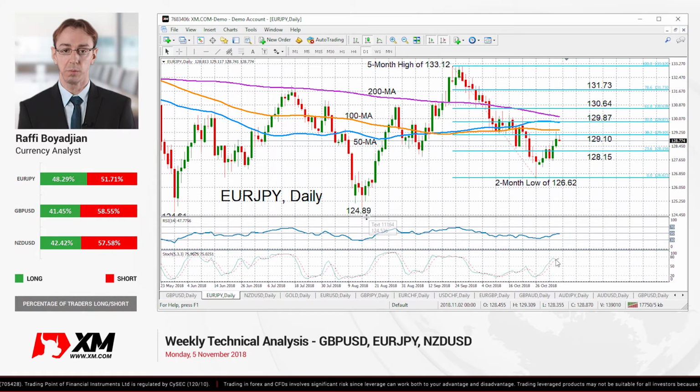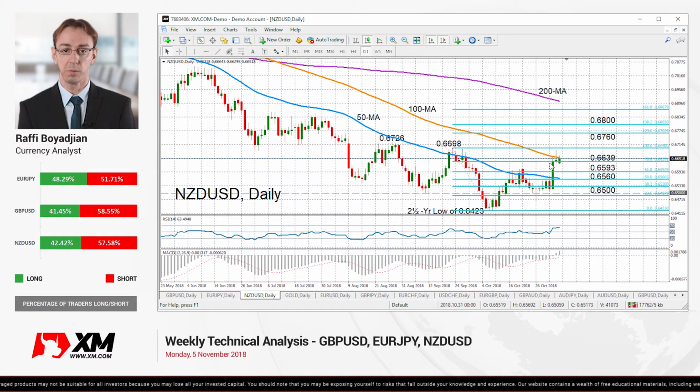If we have a look at the stochastic oscillators, though, it hasn't quite crossed into overbought levels and still appears to be rising, so we could possibly see additional gains in the coming days. Let's now turn to Kiwi dollar.